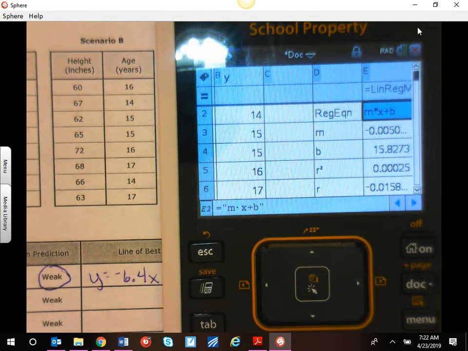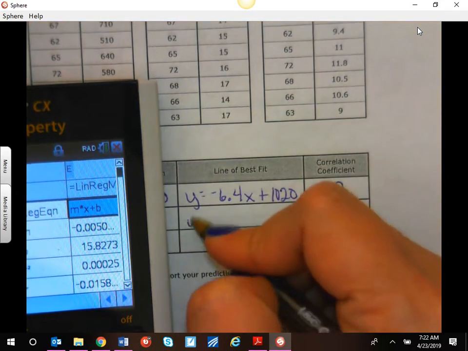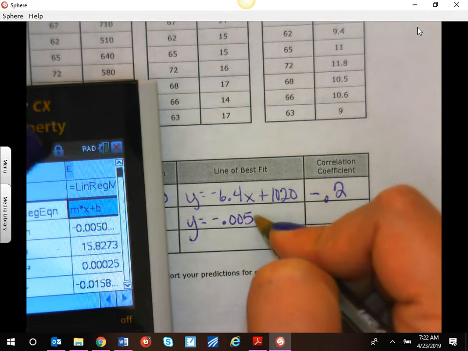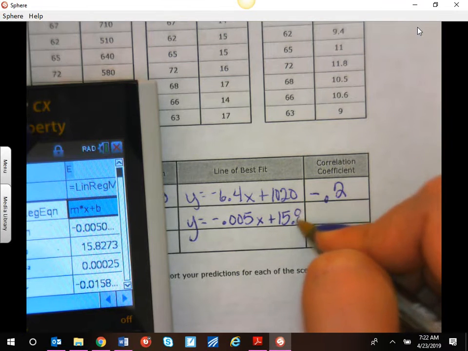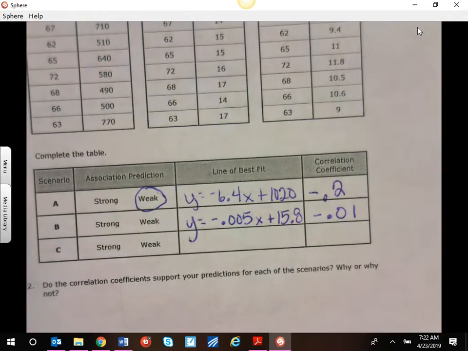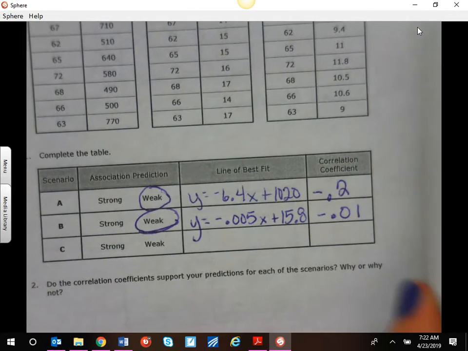So you can see here that this is going to be the equation: y equals, here's my M, negative 0.005x plus, we'll call that 15.8. And now my correlation is negative 0.01, which is also a very, very weak correlation. We're going to talk about what all this means in just a minute as soon as we finish this.